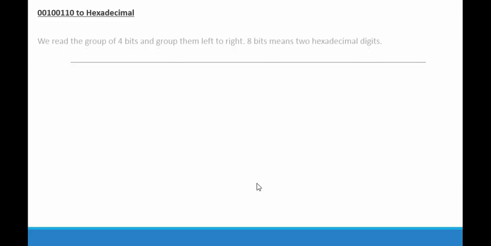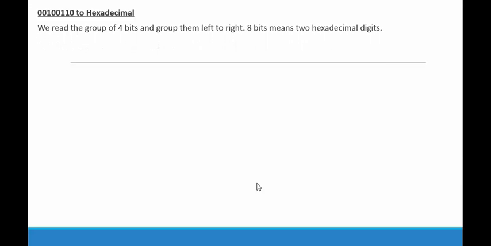So we take our binary number that we just looked at, and we look at changing it to hexadecimal. Now, there's a simple series of steps to follow, and if you follow these steps, you'll get it right every single time. So we read the group of 4 bits, and we group them from left to right. Now, we have 8 bits total, which means we are going to have 2 hexadecimal digits because each hexadecimal digit, remember, takes up a minimum of 4 bits. Your teacher may call it a nibble. A nibble is 4 bits. So we group them from left to right.